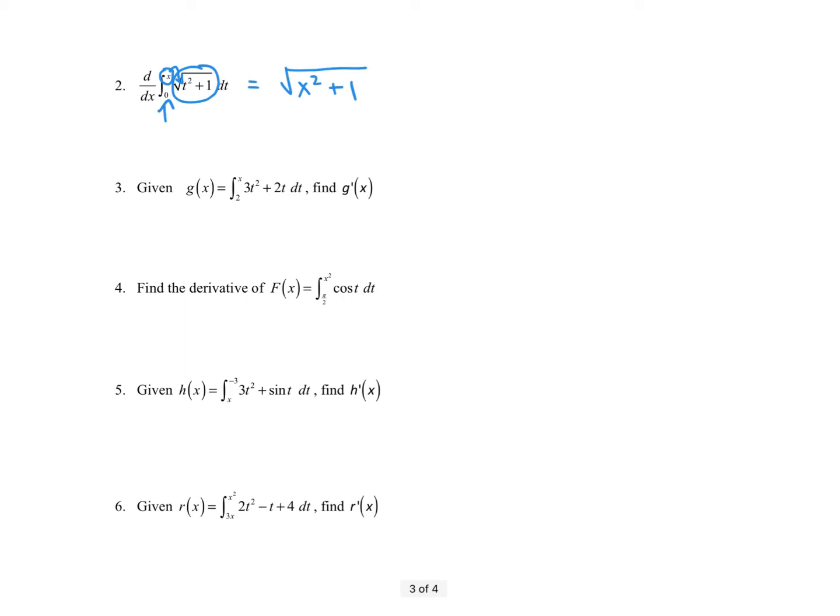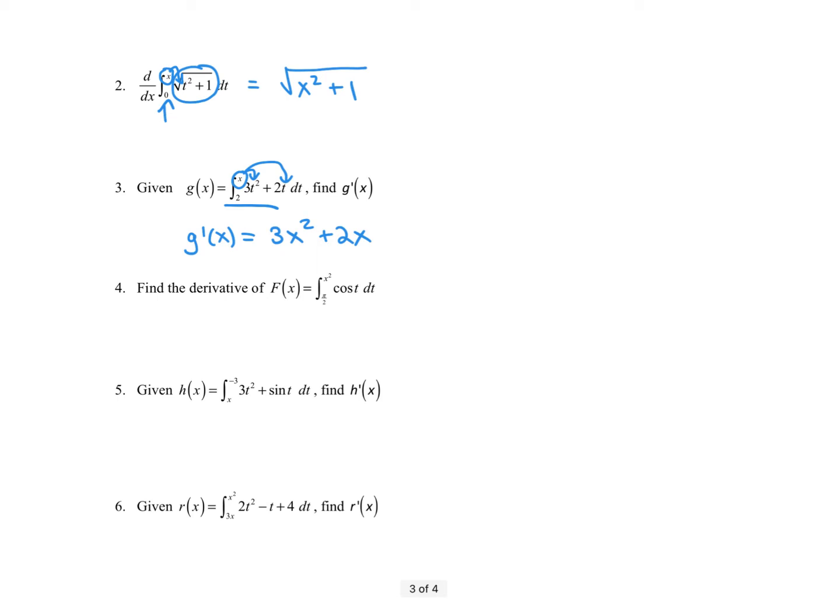In the next one, it says g of x equals the integral from 2 to x of 3t squared plus 2t. Find g prime of x. So different notation this time, but same idea. We're taking the derivative. So differentiating this integral, we cancel out the integral and plug x in for t, and we need to plug it in both places. So we get 3x squared plus 2x.